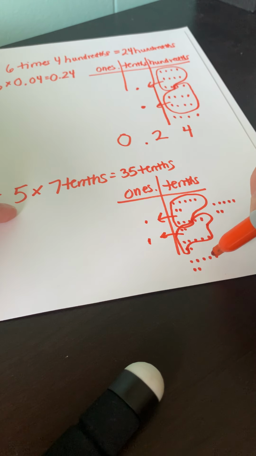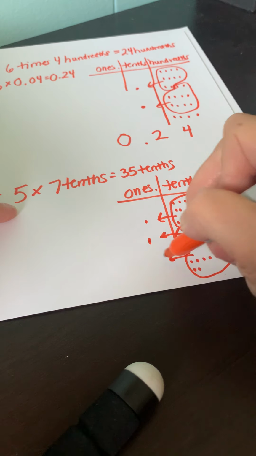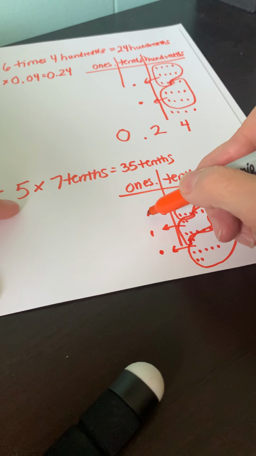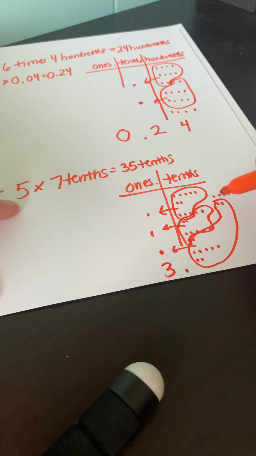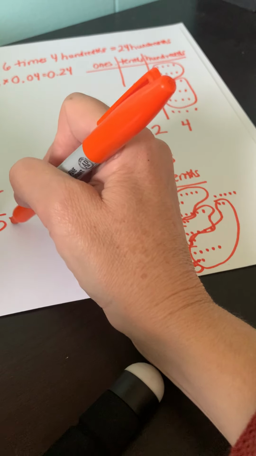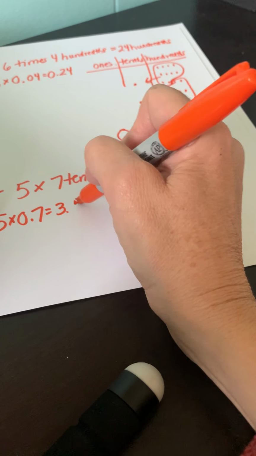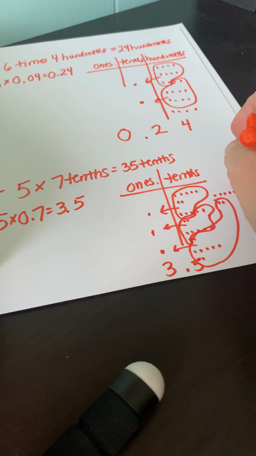1, 2, 3, 4, 5, 6, 7, 8, 9, 10 is a third group. This would be 3 and 5 tenths. I know I could rewrite this: 3 times 7/10 equals 3 and 5 tenths.